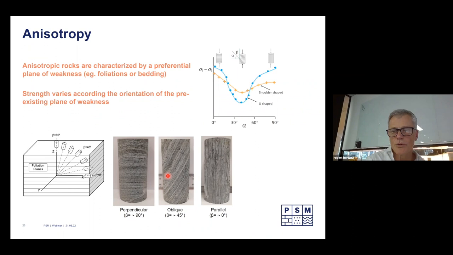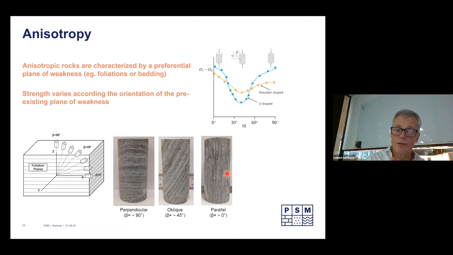you'd end up with something like this, where you'd have a peak strength, which could be approaching the intact rock strength when the bedding is normal to the load, reducing to a minimum, which could be just the friction angle of the defects at some point, then increasing again as the sample is turned.